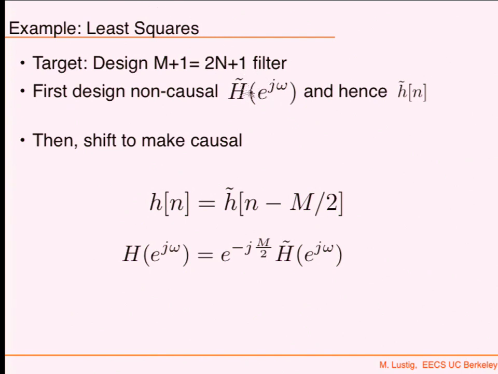Okay, so we're going to design the non-causal filter, which I denote with a tilde, h tilde of n. Then we're going to shift it. So this is a filter, actually a sequence, and if I shift it by M over 2, then I will get my causal filter. Much like we did in the IFFT design that we did before.